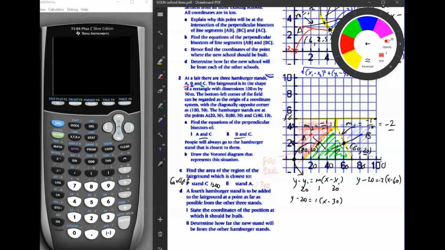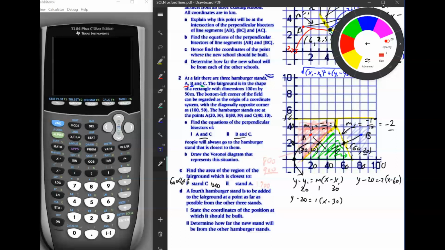State the coordinates of the position at which it will be built. Determine how far the new stand will be from the other hamburger stands. Okay, so actually, if I didn't draw the drawing so well in the first place, I wouldn't know that this critical point, which would be the point that is equally distant from all 3 hamburger stands, which would be that point where the 3 borders intersect, 50, 40, maybe I wouldn't know that.